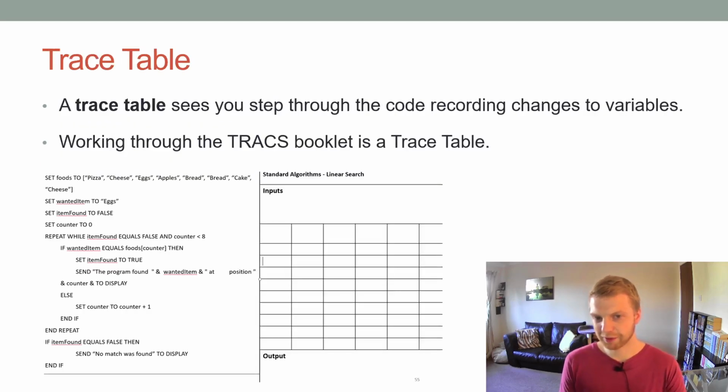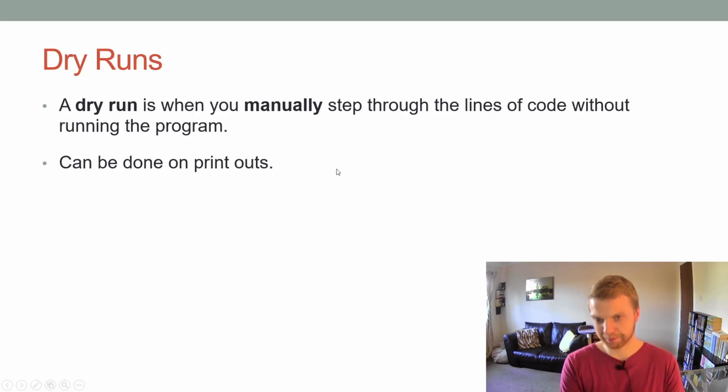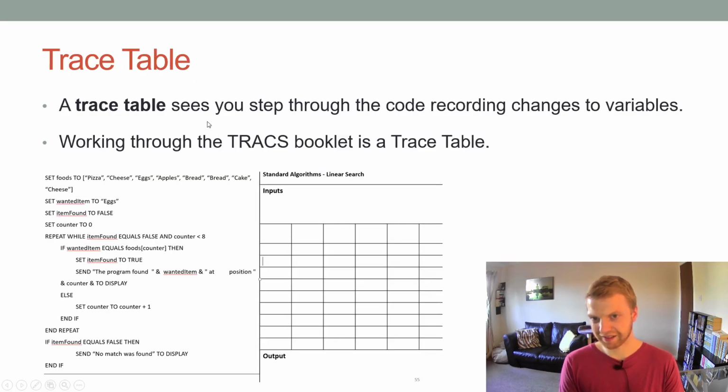A trace table, this is like the tracks booklet where you write the values there. The tracks booklet is kind of like both of these, to be honest, because a trace table could be done on a computer, but we did it on paper, so we kind of combined this and the dry run together. But a regular trace table is just, I guess, if it was on the computer and you were just following the values through that. But you can do it practically as well.